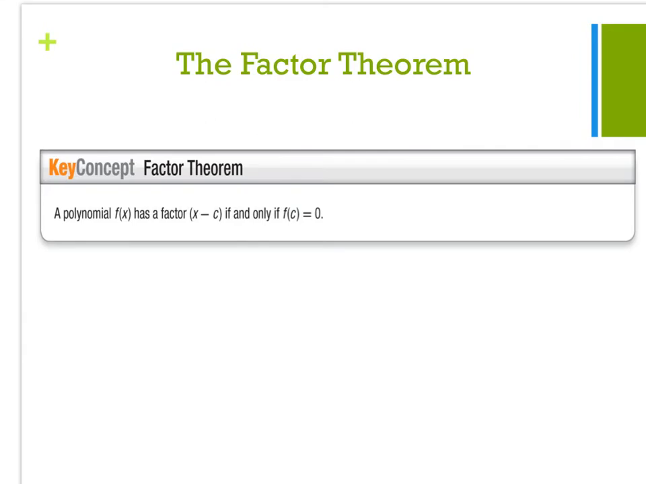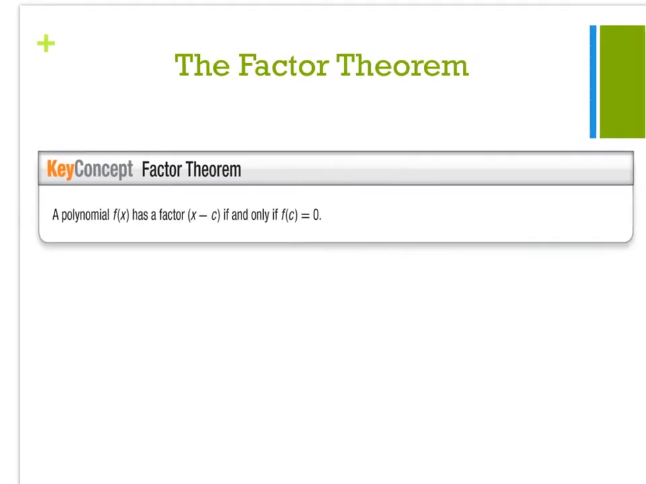Okay, so the factor theorem is the next theorem that we're going to discuss. And in the factor theorem, a polynomial f of x has a factor x minus c if and only if f of c is equal to 0.